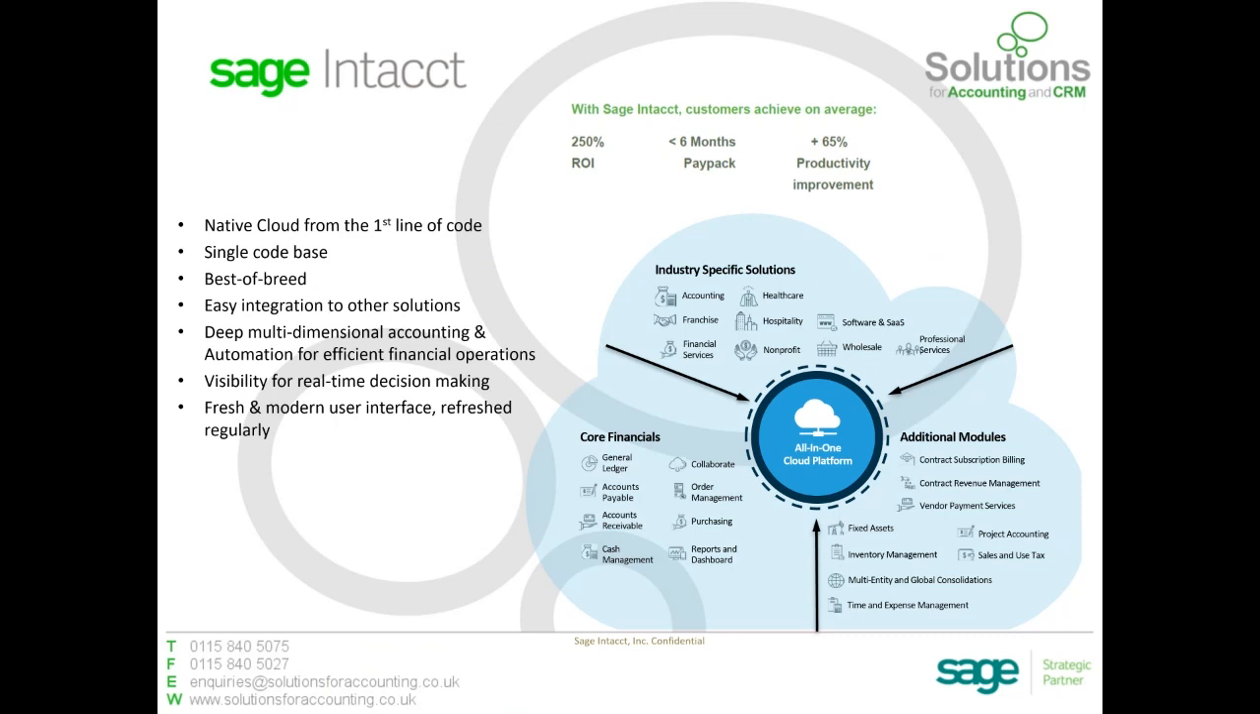Sage Intacct is built on a best of breed approach, which basically means it is a financial management system. First and foremost, all it does is around financial management. Intacct wants to be the best financial management platform it can be, and as a result of that, it's designed to work with other best of breed solutions.